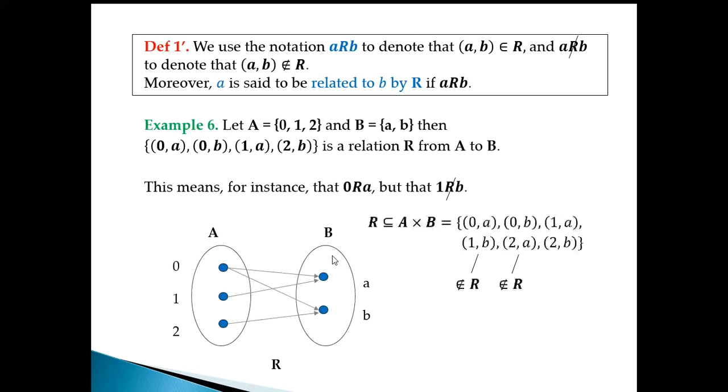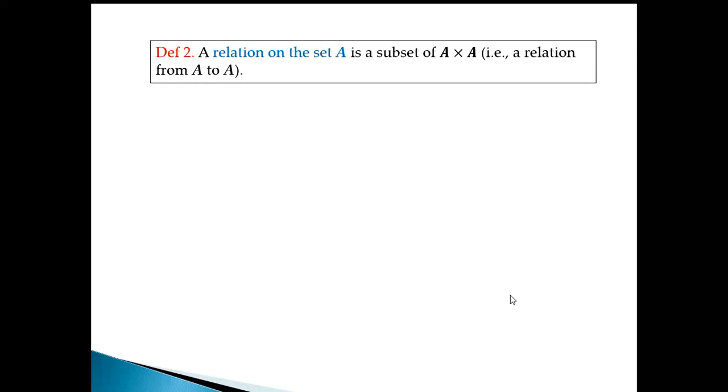And in terms of relation, we know that the relation R is always a subset of A cross B. So here the elements in relation R are (0,a), (0,b), (1,a) and (2,b). But (1,b) doesn't belong to our R. (2,a) also doesn't belong to R. Clear?